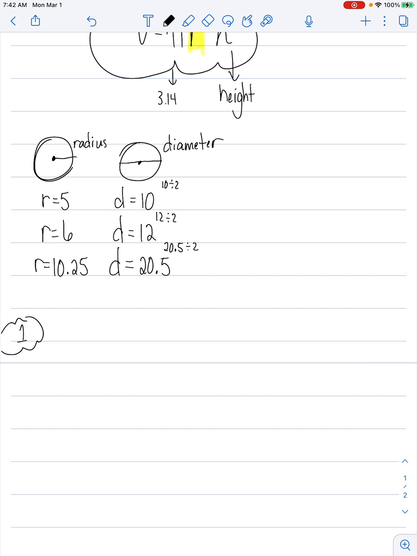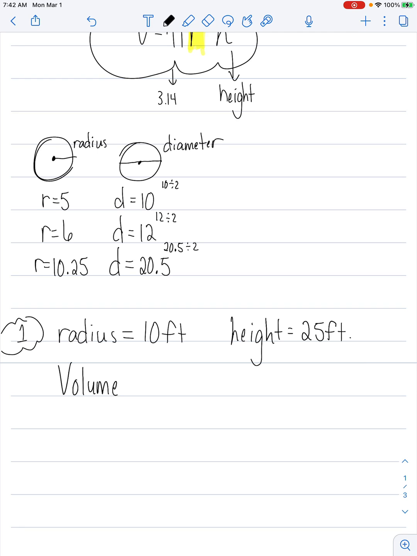Let's actually find some volume. Let's say you are given this information. You have a cylinder with a radius of 10 feet and a height of 25 feet. And they ask the question, what is the volume of this cylinder? So let's type an abbreviated question. What is the volume of this cylinder?